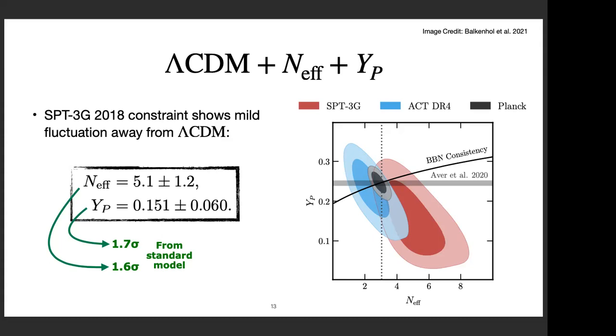The gray horizontal band corresponds to a galaxy-based measurement of the primordial helium abundance, Balkenhol 2020. The black line corresponds to BBN consistency. And then on top of that, the colored contours are your different CMB experiments. You've got your constraints from Planck in gray, from the Atacama Cosmology Telescope in blue, and then from the South Pole Telescope in red. And you can see that, yeah, it does scatter a lot to the right and to the bottom, higher values of N effective, lower values of the helium abundance.